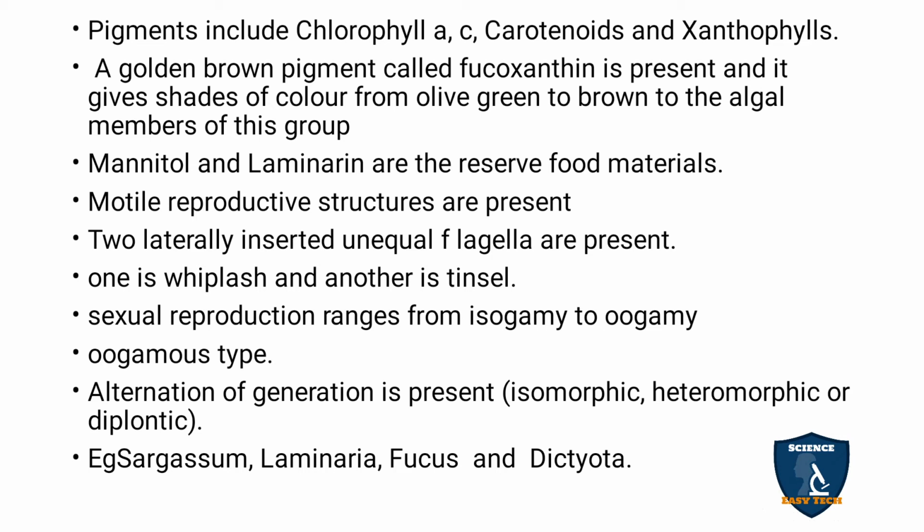Sexual reproduction is from isogamy to oogamy. So it is oogamous type, and alternation of generation is seen that may be isomorphic, heteromorphic or diplontic. Isomorphic means the same type of alternation of generation. Heteromorphic means two different types, and diplontic means the diploid phase is dominant. So examples: Sargassum, Laminaria, Fucus and Dictyota.